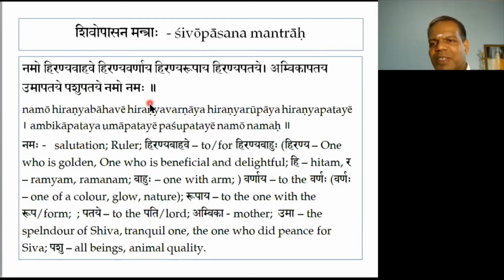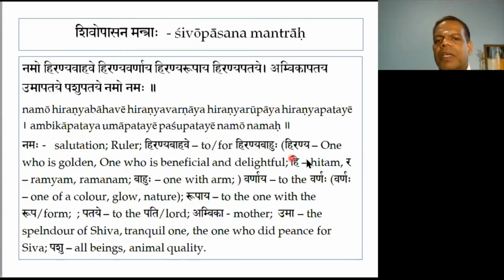We'll just quickly look at them. Namaha means salutation. We bow down. So start off with that. And Namaha, because of Sandhi, it becomes Namo. We have looked at it before. So Hiranya Bahave, to Hiranya Bahu. So this is the fourth vibhakti. So the simple noun is Hiranya Bahu.